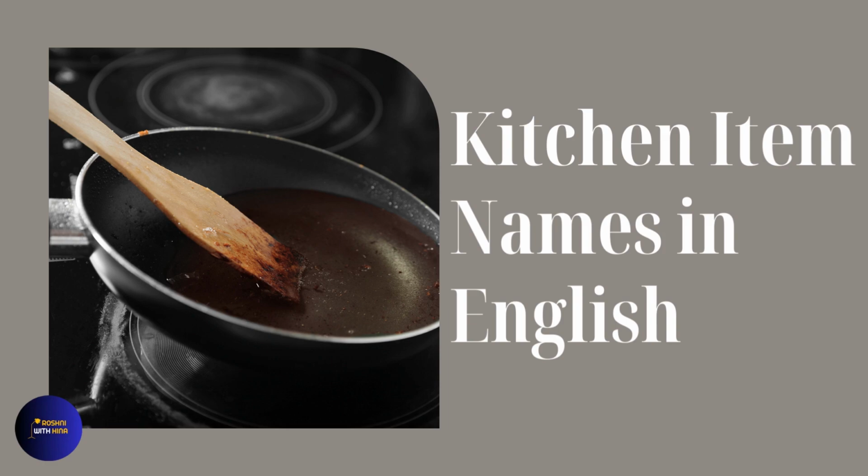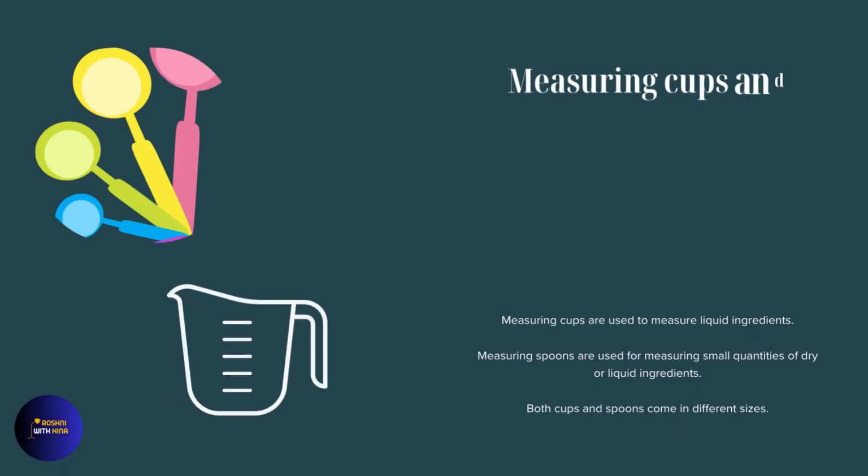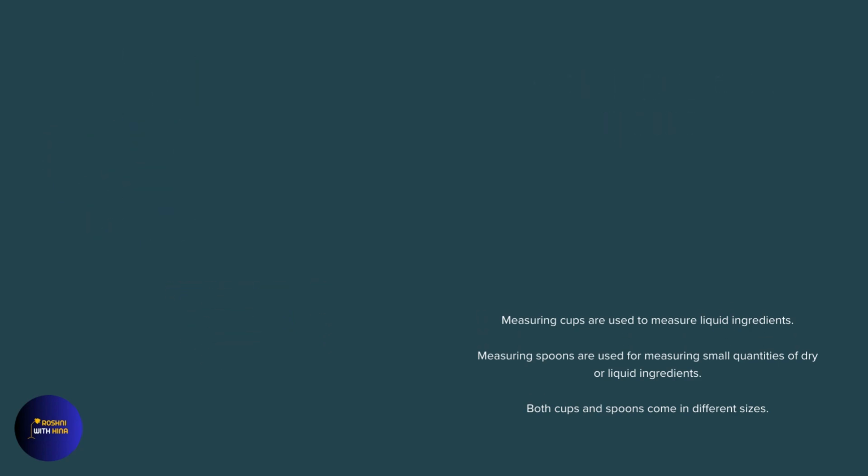Today I will discuss the topic kitchen item names in English. Measuring cups and spoons. Measuring cups are used to measure liquid ingredients. Measuring spoons are used for measuring small quantities of dry or liquid ingredients. Both cups and spoons come in different sizes.